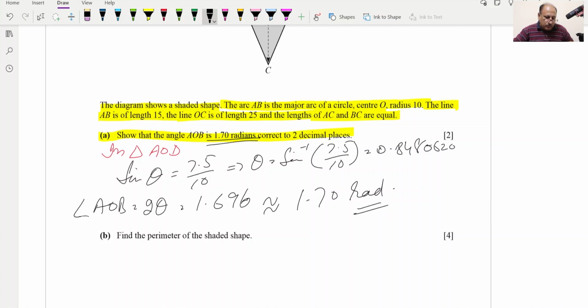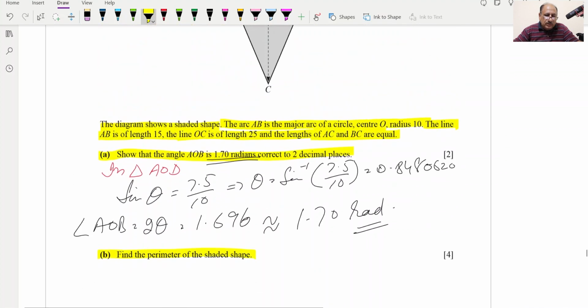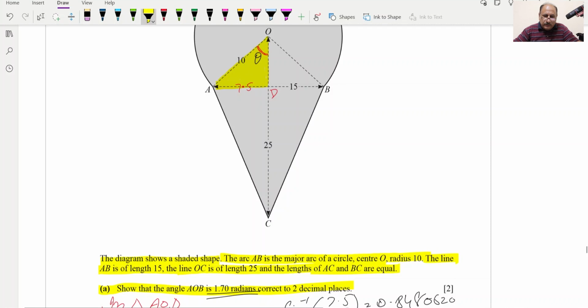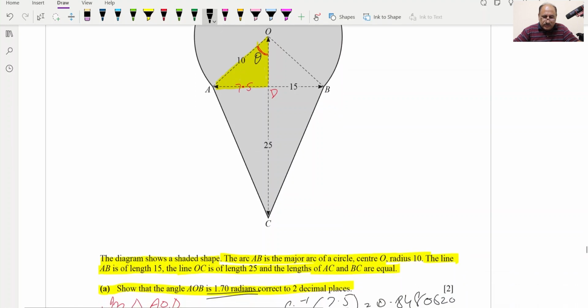Done. This was a 2-mark question. Now find the perimeter of the shaded shape. For the perimeter, we need AC. We have this angle theta which we calculated earlier. Now we can utilize this theta, with one side as 10 and the other side as 25, and we can find the AC length.